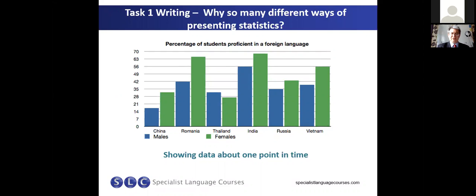So you've got, I see, right. These are percentages of students by males versus females in 6 different countries: China, Romania, Thailand, India, Russia, Vietnam. When is it? I don't know. Doesn't say. 1 point in time. So we'll have to just accept it, that this is the number as a percentage of students who can speak a foreign language in these countries.